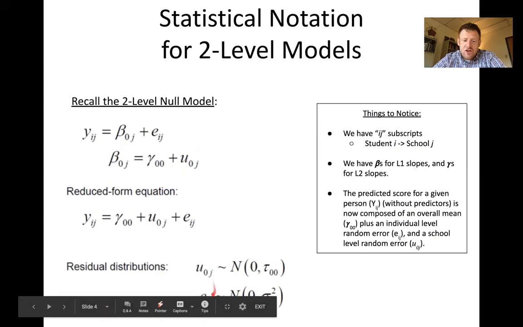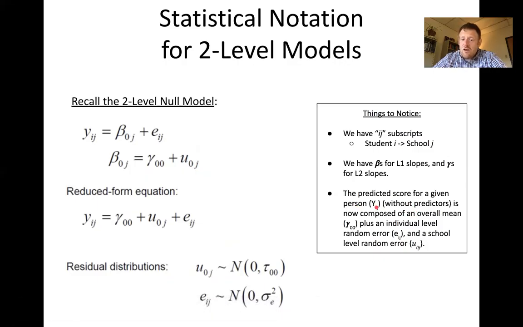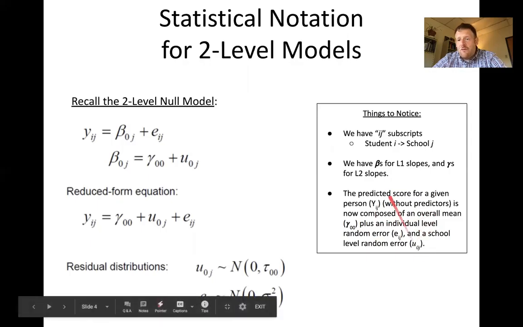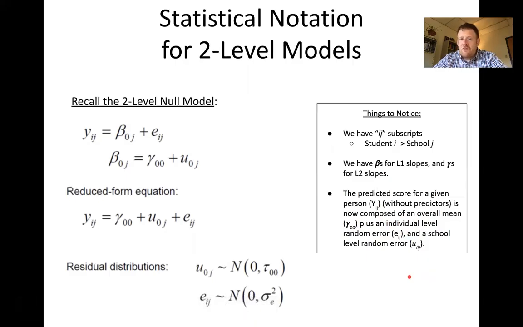We have U0J and epsilon ij, and those are both normally distributed with known variance as seen before. So the predicted score for a given student, student I nested in school J, without any predictors, is now composed of an overall mean, which we're calling gamma 0, 0, plus an individual level random error term, plus a school level random error term. Okay? So those are all things that we have seen before in the format of a null model.